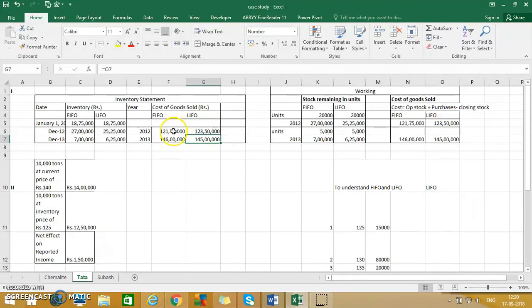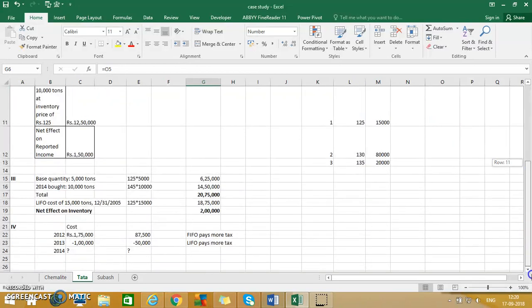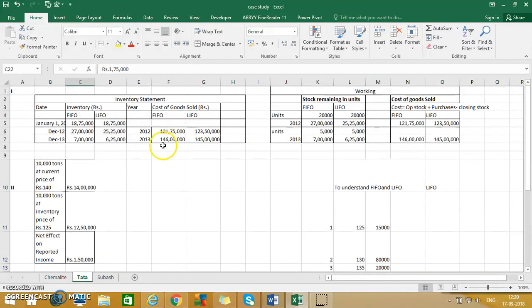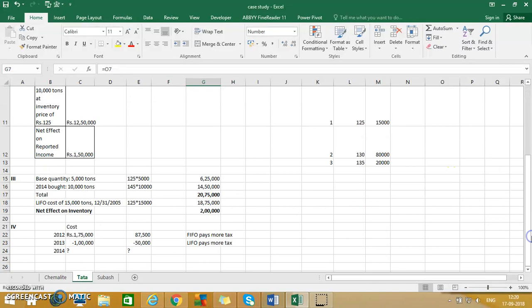Say for example, the cost is 1,21,75,000, and as per LIFO it is 1,23,50,000. So take the difference of it. The difference is 1,75,000. And similarly, in the case of 2013, the difference is 1 lakh. That you can find it out. 1,46 lakhs and 1,45 lakhs. You find it at 1 lakh, which is a difference.